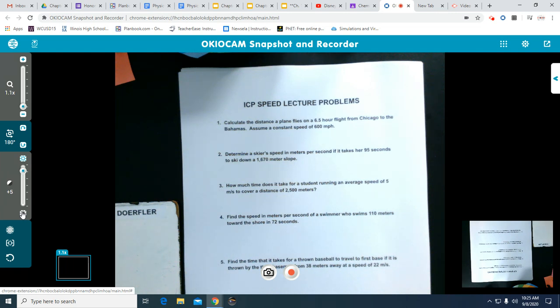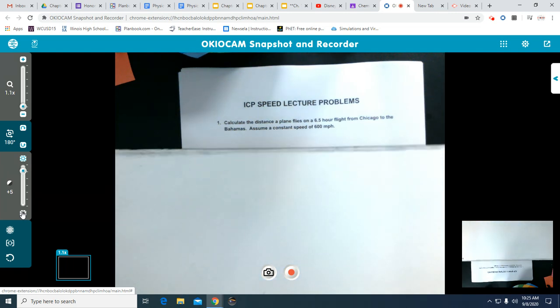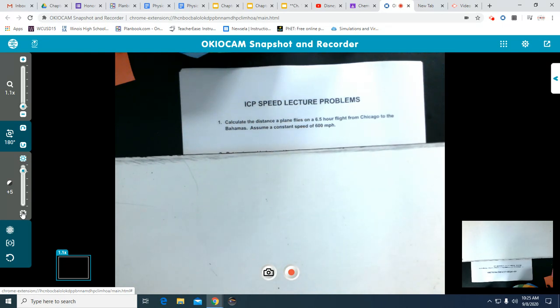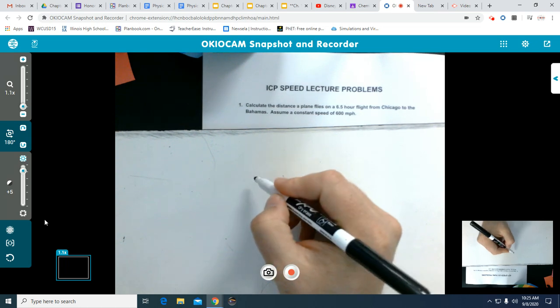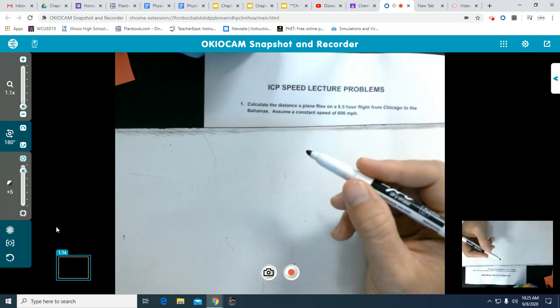You at least have a copy at home. You should be able to follow along with this here. So number one, it says, calculate the distance a plane flies on a 6.5-hour flight from Chicago to the Bahamas. Assume a constant speed of 600 miles an hour. All right. So whenever you're doing problems like this, first thing is I always like to write out the formula.